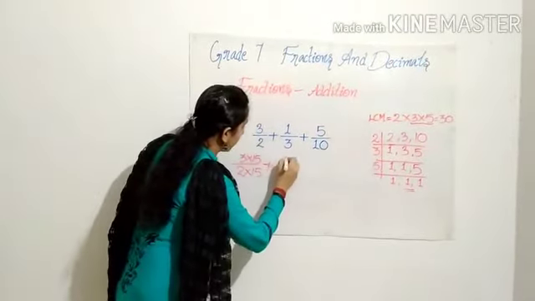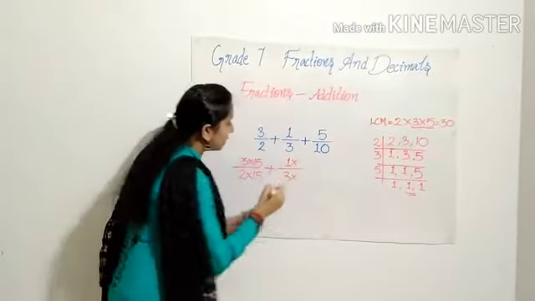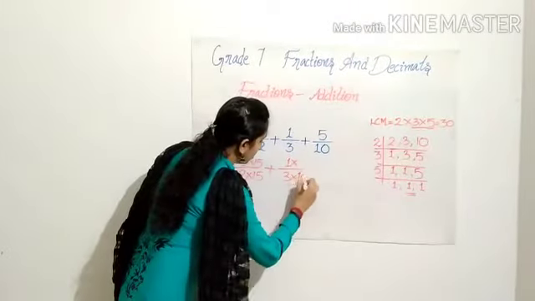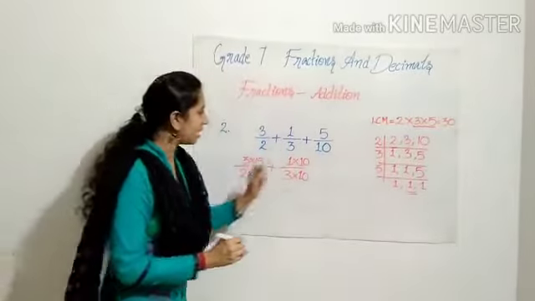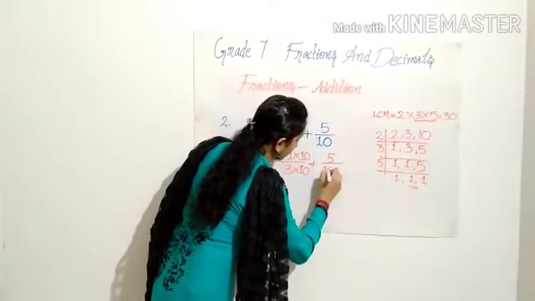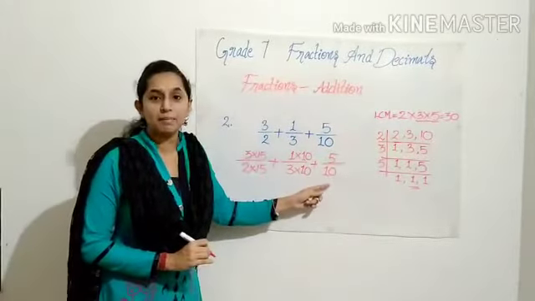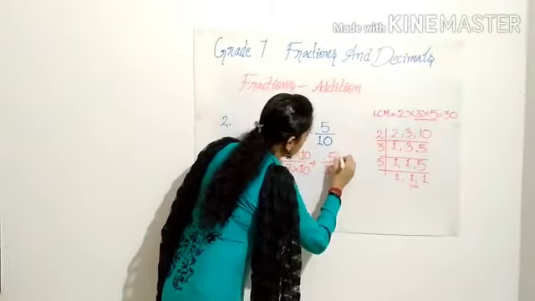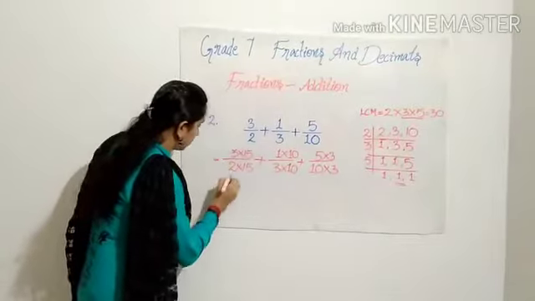Let's take the second fraction, that is 1 by 3. 3 should be multiplied by 10 to make it 30. So here also we have to multiply, that is 1 into 10. Let's take the third fraction, that is 5 by 10. To make 10 to 30, we have to multiply by 3. That is 10 into 3. Here also multiplied by 3. So let's check what do we get.